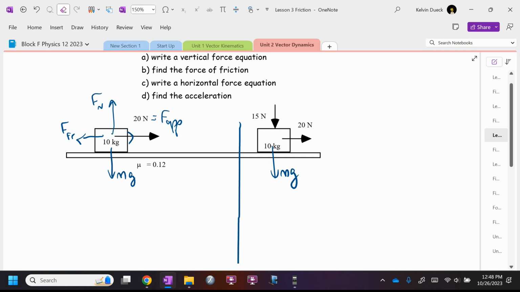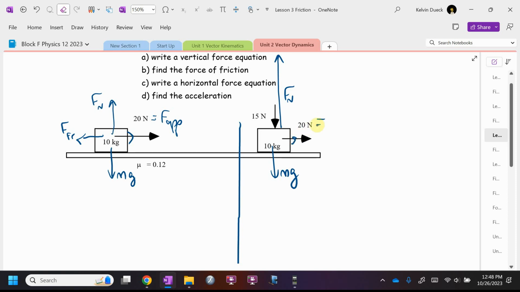What else? Normal force. Here's the question: are we bigger, smaller, or the same size as mg? First of all, how do I know we're not the same size? There's an extra vertical force in the question. So by pushing down with an extra 15 newtons, is the ground going to have to push up harder to cancel all of that out, or is it going to be able to ease up? So bigger, bigger. I'll exaggerate it so it's stupid obvious.